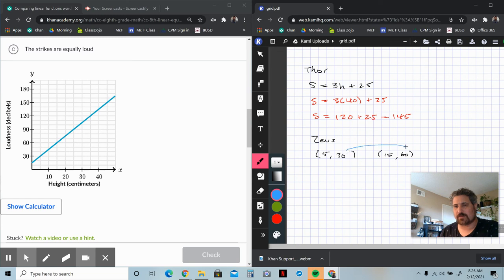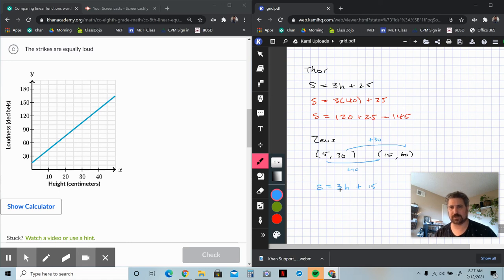The first thing you do is find the change in y. The change in y is plus 30. And what's the change in x? Plus 10. So that tells you that it's going to be a multiplier of 3. So S is going to be equal to 3 times whatever the height is. And then what's the y-intercept? If the multiplier is 3, then we know there's going to be a value of 5 and 30. So 5 times 3 is 15, and 15 plus what value would equal 30? 15 plus 15 equals 30. So this starting value that we couldn't quite identify is halfway between 0 and 30, so that makes sense, 15. That works. So this is Zeus's equation, and up here is Thor's equation.